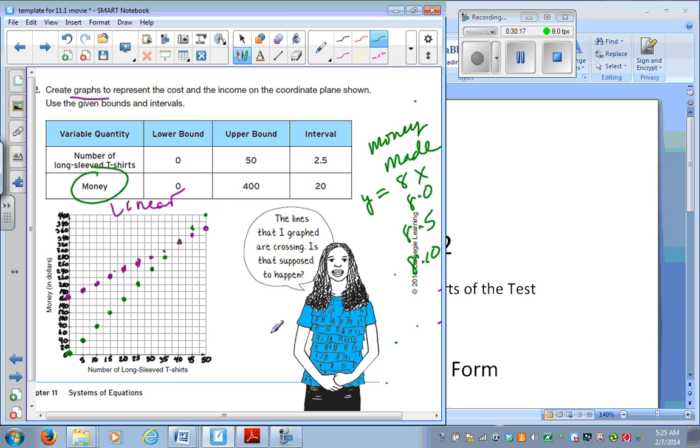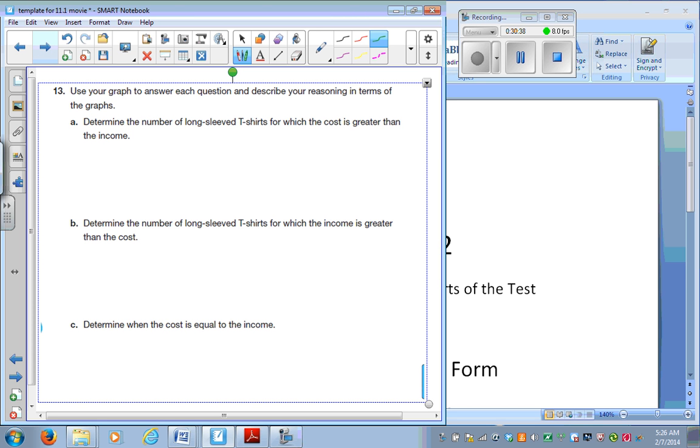And finally, my graph should look something like this, with these two points kind of on top of each other right there. So your cost will be my purple line right here. Your money that you would make would be right here at the green. So now it says use your graph to answer each question and describe your reasoning in terms of the graphs.